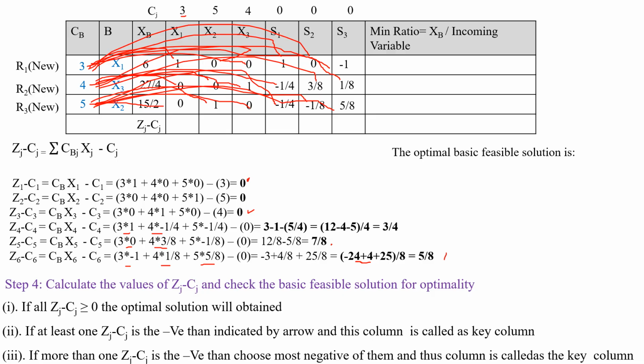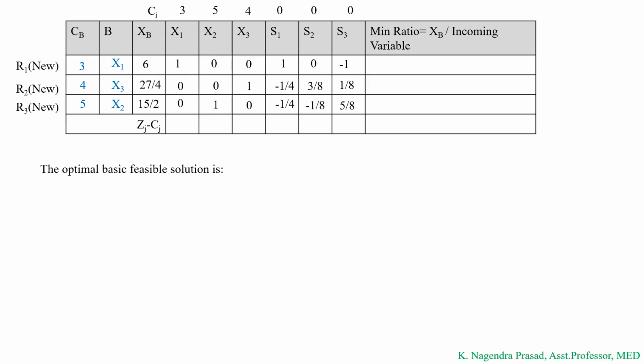So here observe that all the Zj minus Cj values are positive values, so all the Zj minus Cj values are greater than or equal to 0, then we got the optimal solution. Then the optimal basic feasible solution will become, for x1 we have to observe the xb value, which is 6. So x1 equals 6 and x2 value is 15 by 2, that is 7.5, and x3 value is 27 by 4, that is 6.75.